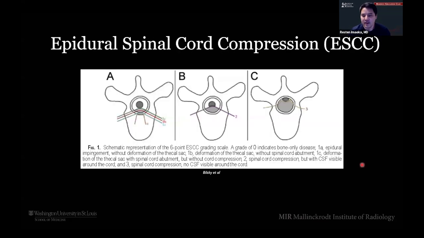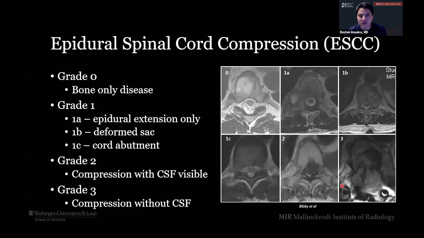So aside from the SINS, the thing that we talk about a lot is how much epidural disease there is. There's a scoring scale called the epidural spinal cord compression scale, also known as Bilsky. You guys may have just heard it as the Bilsky scale. This is talking about the epidural disease, how much there is, and what it's doing to the cord and all the CSF around it. So if we look at examples here, grade 0 is just a lesion in the bone itself.